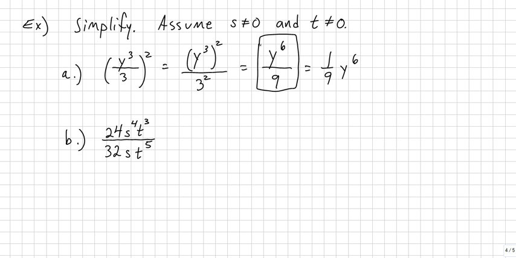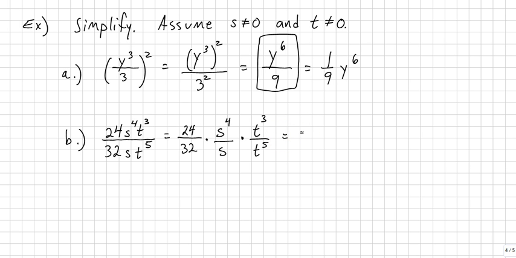So let's look at this next one. This next one, we've got 24s to the 4th t to the 3rd over 32s times t to the 5th, and we want to simplify that. So it would be 24 over 32 times s to the 4th divided by s times t to the 3rd divided by t to the 5th.